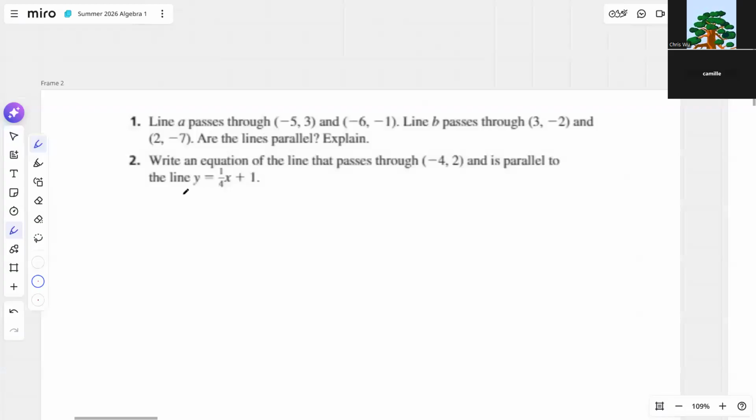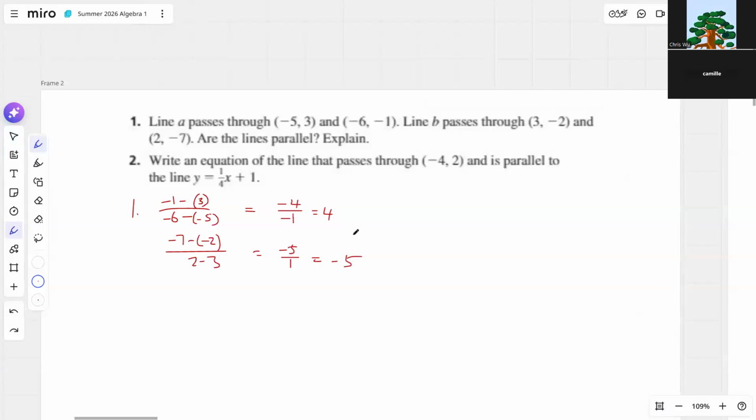So for the first one's slope, we're going to do -1 minus 3, and then on the bottom we do -6 minus -5, right? So we're going to get -4 over -1, so we get a 4. And now on the other hand, the other one, we do -7 minus -2 over 2 minus 3. So we'll get a -5 over 1, which is -5. So this one's actually smaller because it's a negative number, but they're not the same, right? The key thing is they're not the same.